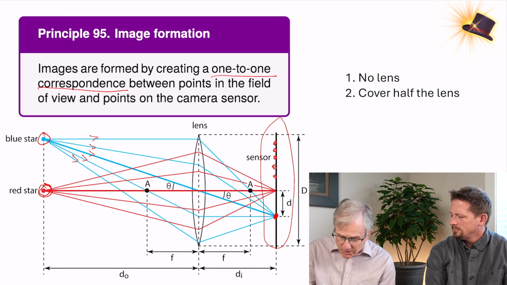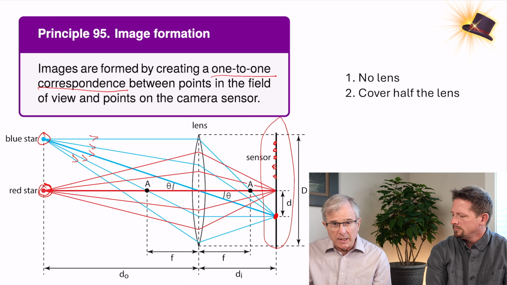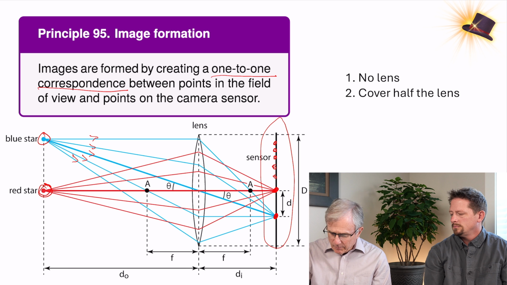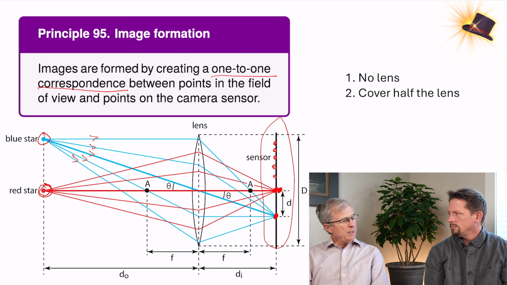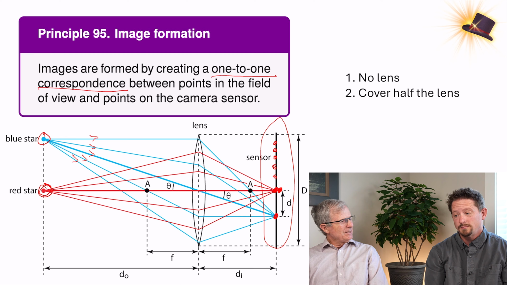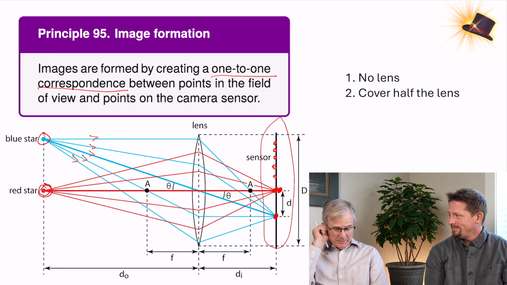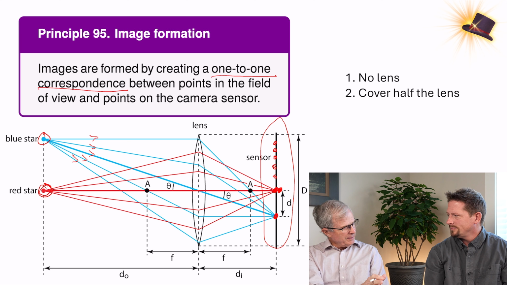Then the red star sends out all of its rays. All of those rays that pass through the lens converge at the same place on the image. So now, the pixel that's right here on your sensor says, hey, I'm getting red light. There must be a red object. Yeah, there might be a red star in the corresponding spot in the field of view.